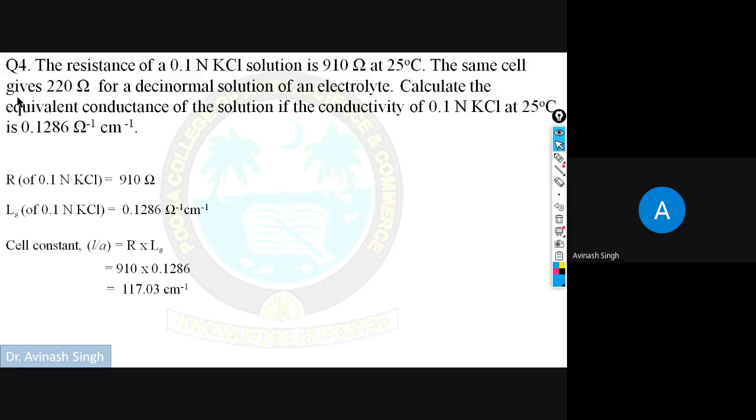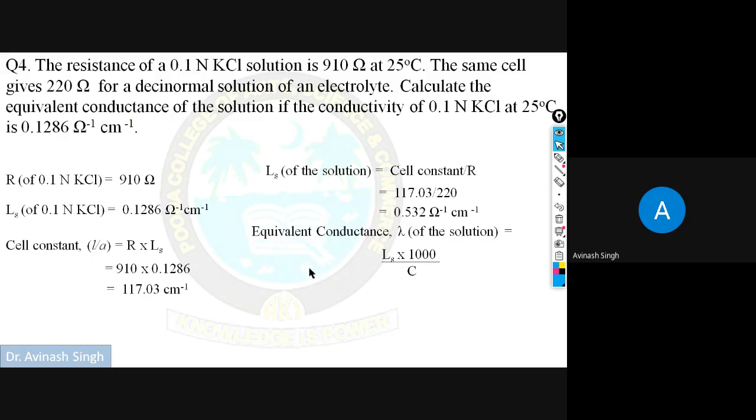The same cell is used, which means we can use the same value of cell constant. The resistance is 220 ohms. For a decinormal solution, decinormal means 0.1 normal, we have to calculate the equivalent conductance. So for equivalent conductance, we need the specific conductance. So specific conductance of the solution is cell constant divided by R. Cell constant comes from here. R is 220. So that specific conductance value is this much.